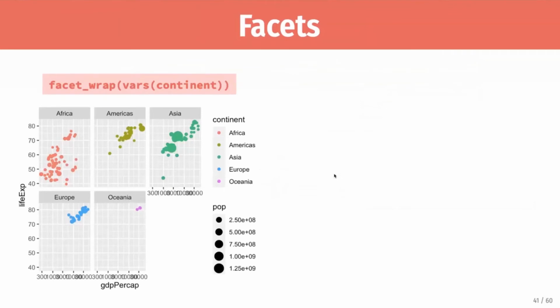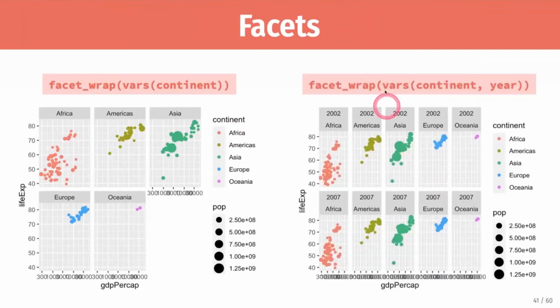So here's, for instance, the Gapminder data set faceted by continent, also colored by continent. So you can see all of Africa is red, but it's in that subplot there. If you facet by both things at the same time, continent and year, you get subplots for the continents in 2002 and in 2007, which is pretty neat.